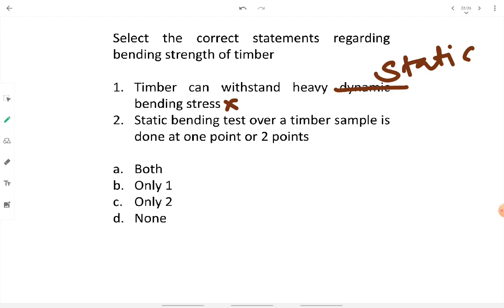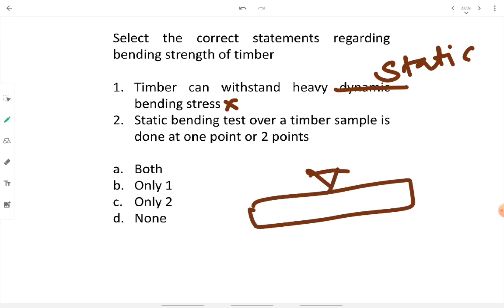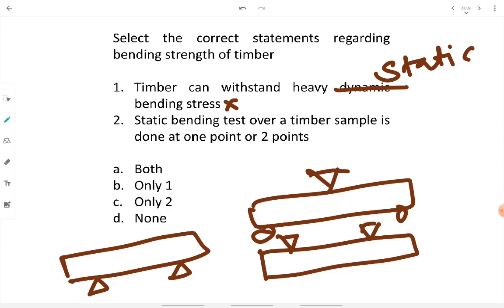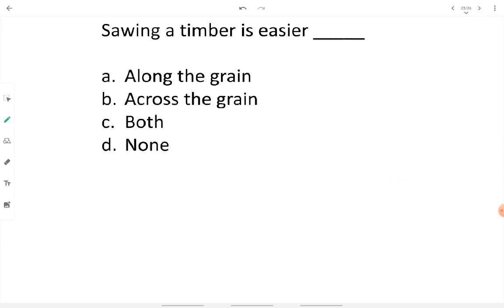Then, static bending test over a timber sample is done at 1 point or 2 points. Yes, you can carry out the bending test, specifically the static bending test, at 1 point like this, or at 2 points like this. It is just kept like this. Either 2 points are used or 1 point is used for testing. Therefore, point number 2 is the only right one. That's why we will go with option C. All right, let's go to the next question.